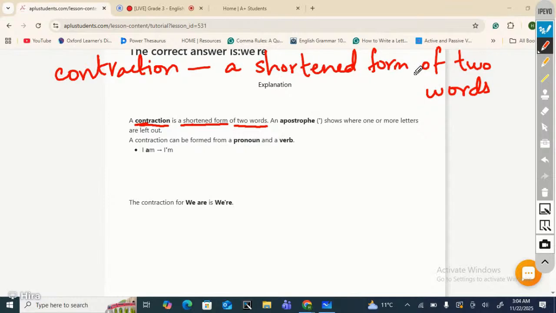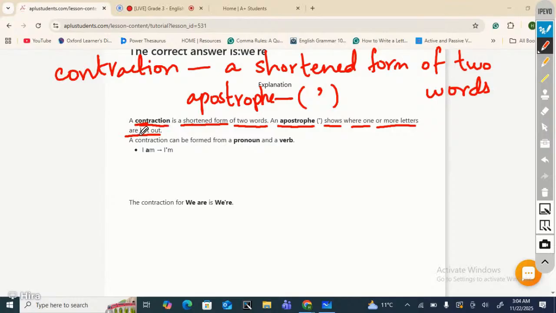How do we write the shortened form of two words? Well, apostrophe, this sign, shows where one or more letters are left out. To form a shortened form of two words, the sign apostrophe is used. An apostrophe shows where one or more letters are left out.